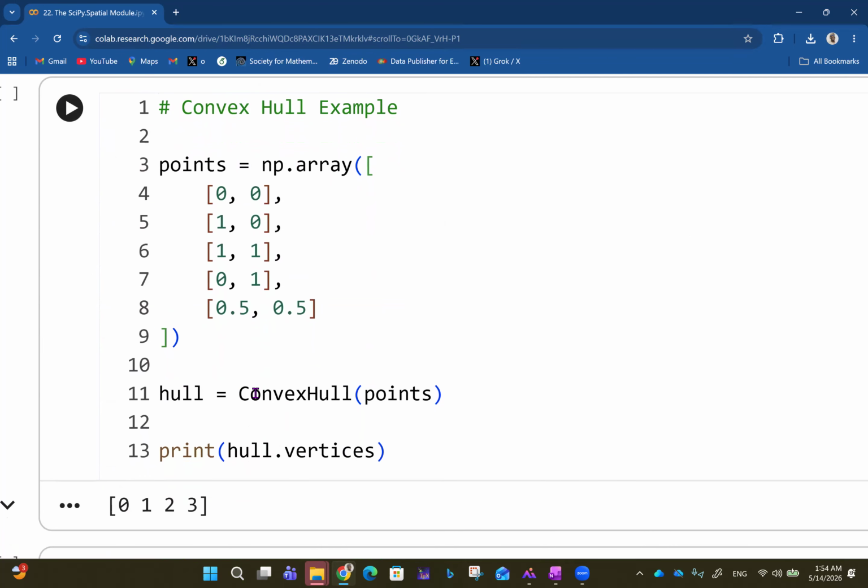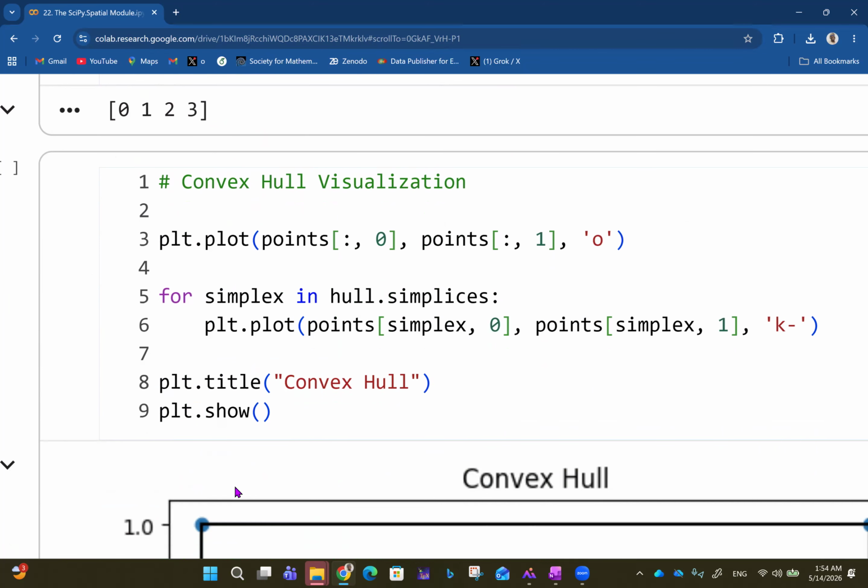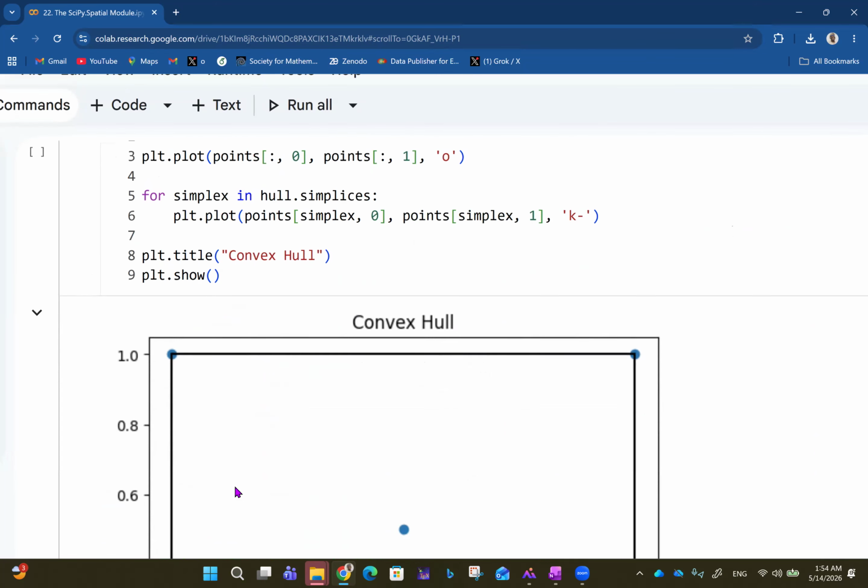So imagine you have a convex hull example. Points: 0, 0, 1, 0, 1, 1, 0, 1, 0.5, 0.5, and the hull. Now you get the convex hull of all these points. So if you print hull.vertices, you have 0, 1, 2, 3. So apart from that, you then go ahead and check the convex hull visualization of those points.